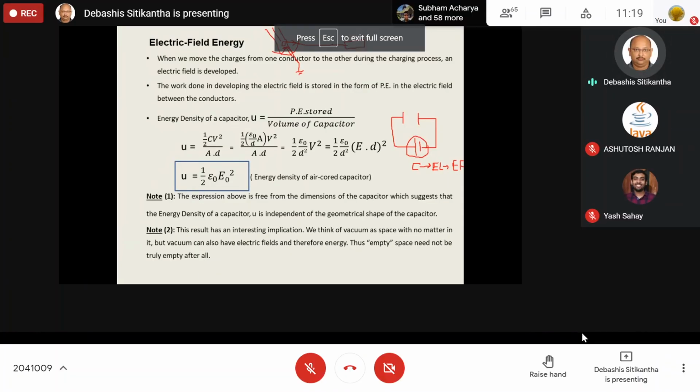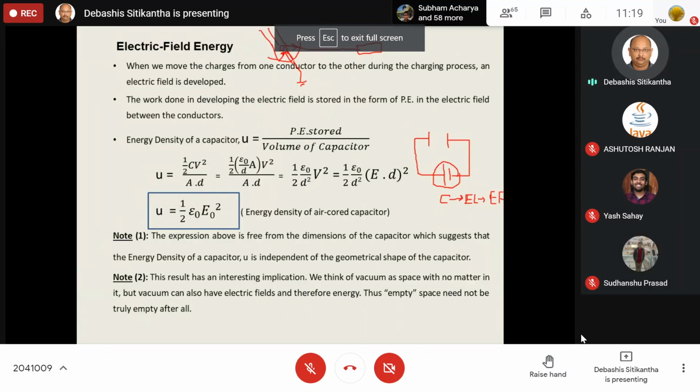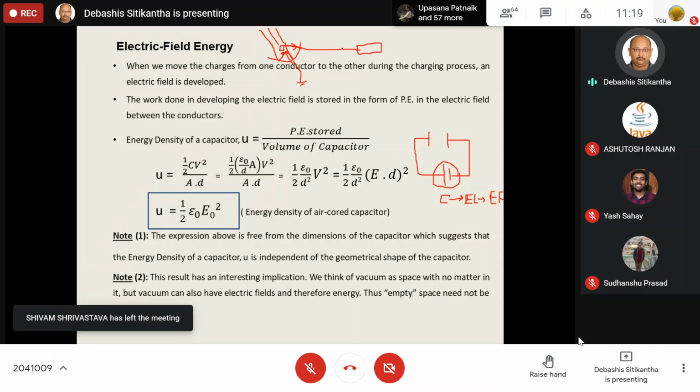This electric field energy is a new concept that you are studying right now. Before this, you haven't studied electric field energy. When I talk about electrical energy, I express it in terms of watt, joules, or electron volt. But how are we going to express this electric field energy? It is usually expressed in terms of the energy density of the capacitor.